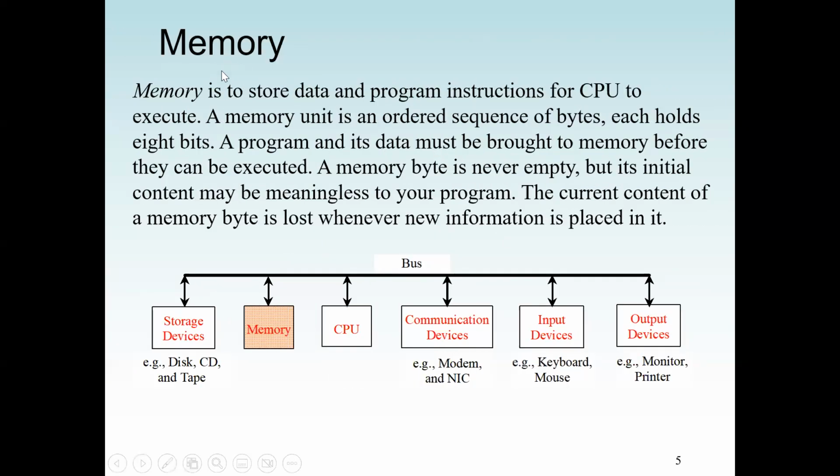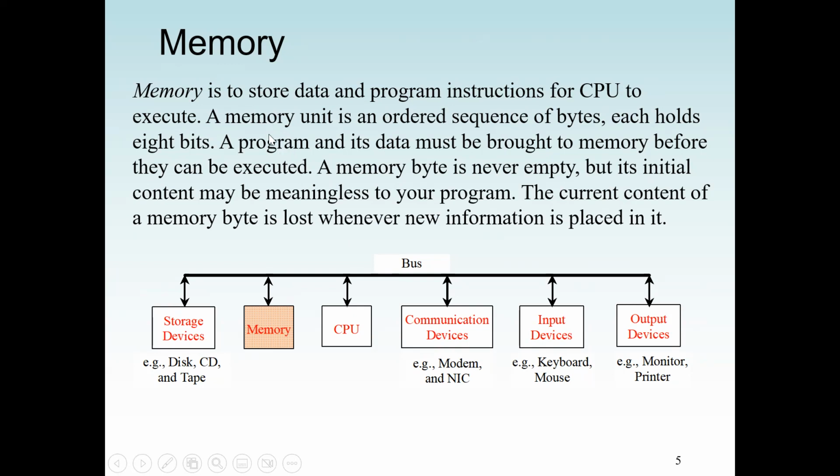Next, we talk about the memory. So memory stores data and also program instructions for the CPU to execute. Normally, when we start our computer, the operating system must be loaded into the memory. When we want to do any work on a computer, for example, I want to use Microsoft Word to create a resume, when I open the Microsoft Word application or the software, this application must be loaded into the memory. So every work we do in a computer always comes from the memory.